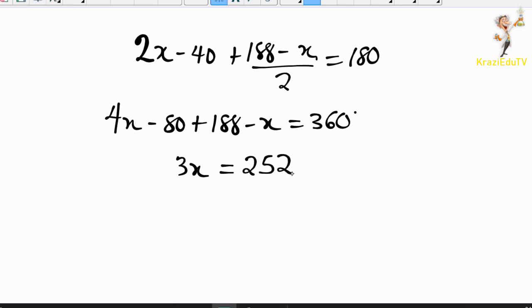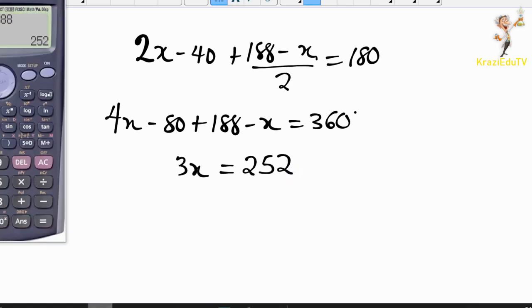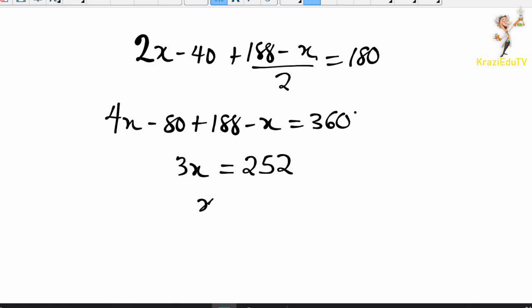And we need to divide that by 3, which gives us x as 84 degrees. Alright, and I believe that works perfectly for us.